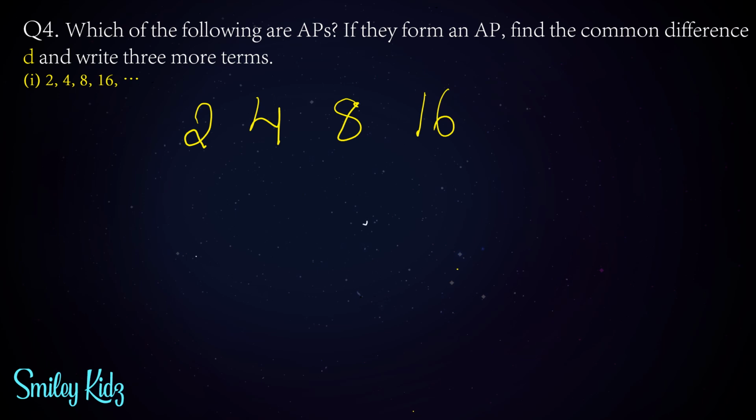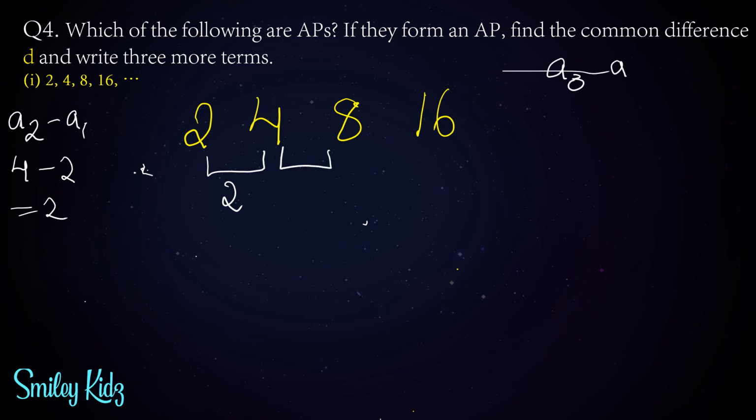Right. So first, 4 minus 2, or A2 minus A1. What is it? 4 minus 2, which is 2. So the common difference is 2. Then we have A3 minus A2, which is 8 minus 4, which is 4. So here the common difference is 4. And if you observe, 16 minus 8, or A4 minus A3, will give you 8.